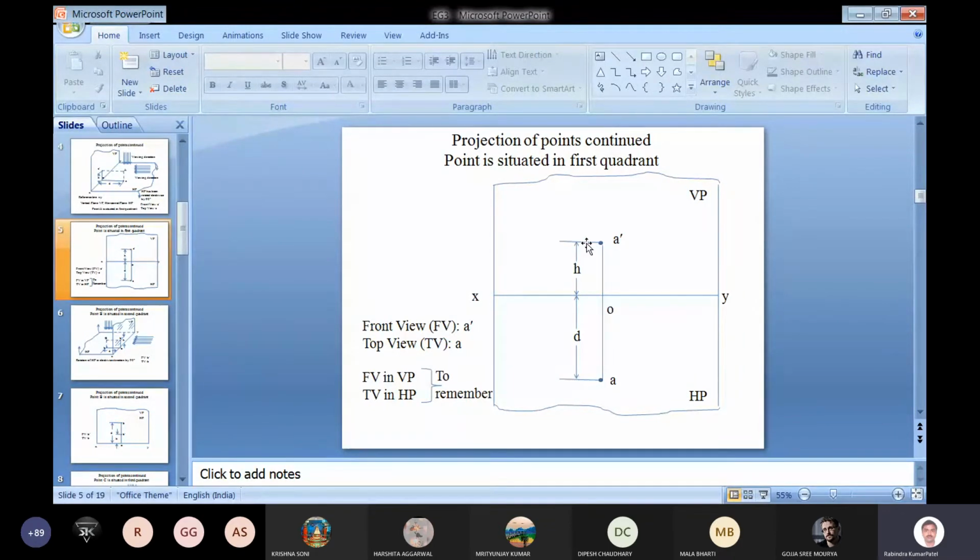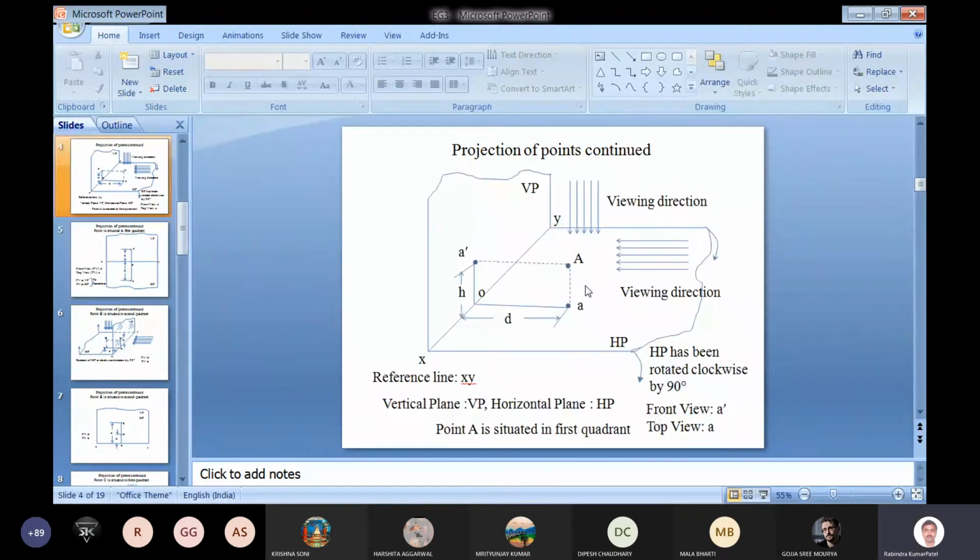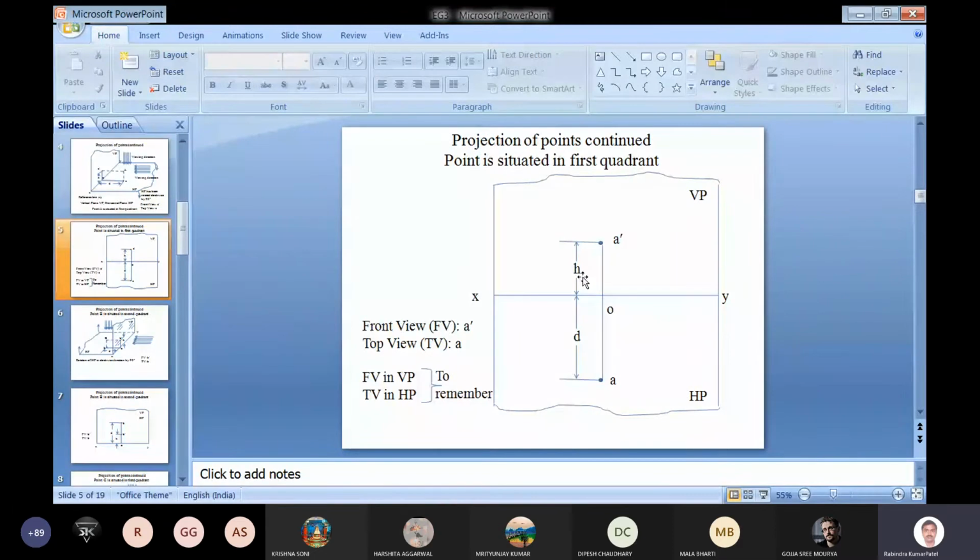But here, because we are drawing the projection only, the actual point you can see only in the three-dimensional picture. And here in this case you can get only the dimensional detail where the point is lying, which means we can say that the point is projected in such a way that its height is h, and its distance from the vertical plane is d.